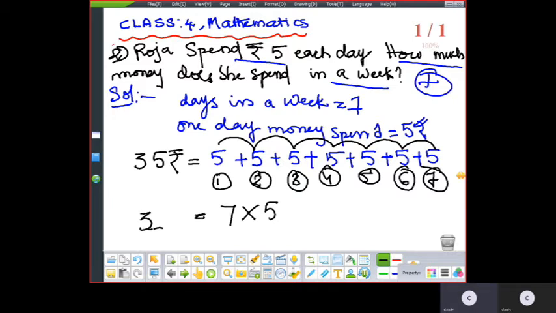7 times 5 is 35. Because repeated addition is another form of multiplication. Yes, repeated addition is another form of multiplication. So what we have done here, 7 times we are writing 5. So 7 into 5, 7 times 5. Yes or no? Okay, children? So anyhow, you should get the answer.